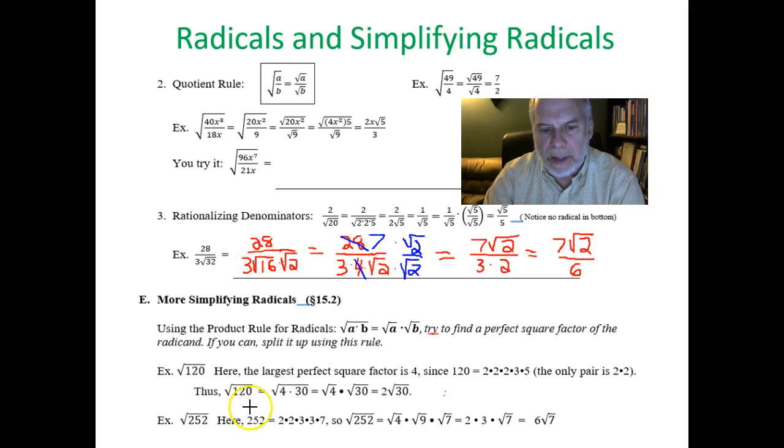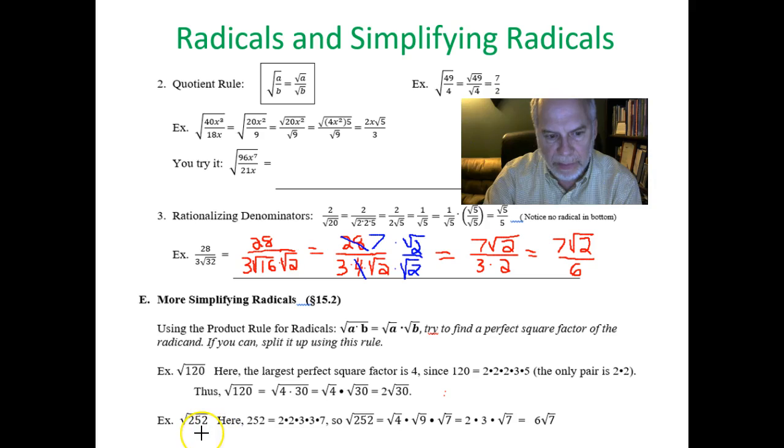So I break up 120 into 4 times 30. I take the square root of 4, and that becomes just 2. And 30 doesn't have a pair in it. It's just 2 times 3 times 5. And there's no pair of numbers like 2 times 2, which is 4. So the answer is 2 times the square root of 30.